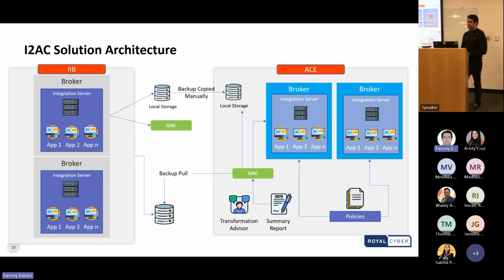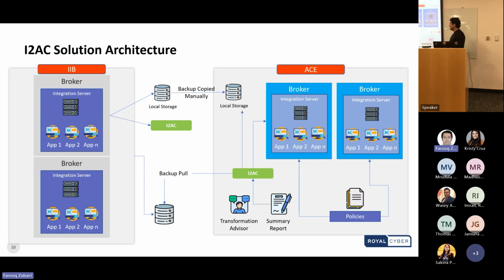This is our product architecture. As I said, in IIB we call it the broker, and then they have the integration server, and inside that we have applications. It will take a snapshot of the server. It can copy it to any shared location, and then we'll move to this ACE box and start the migration.